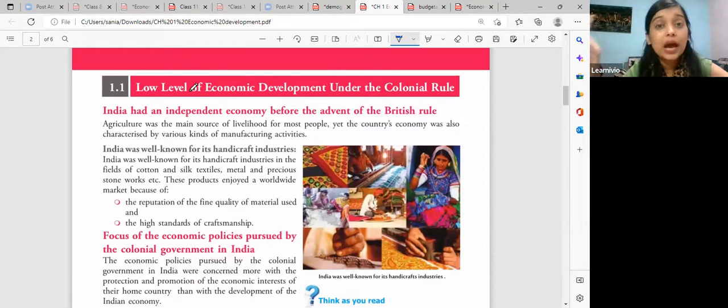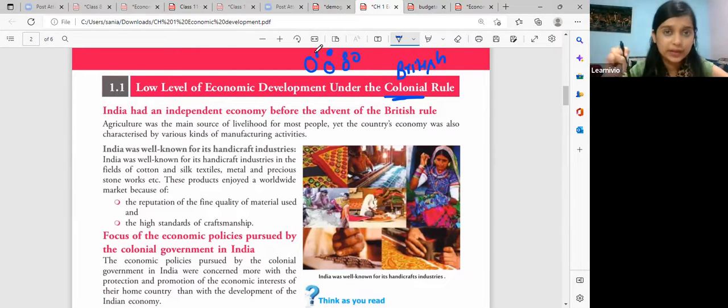So colonial rule is basically British rule. Whenever you get colonial rule or British rule, it means the Britishers. Why colony? Because these were Britishers and they had made a colony. They were controlling it, right? They were controlling India. So low level of economic development under British rule, or you can say under colonial rule. Either you will get British or you will get colonial.